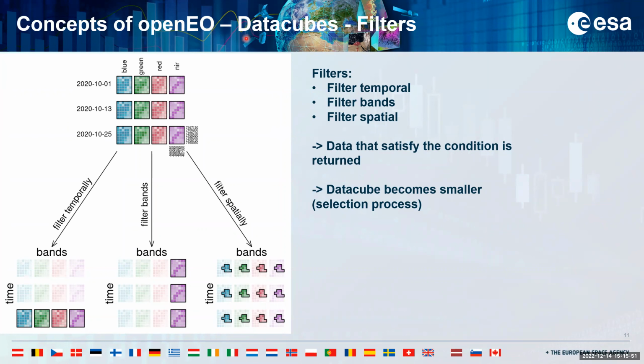Exactly. So obviously, OpenEO supports this filtering on data cubes. So you can filter on temporal, you can filter on bands, you can filter spatially, and then the data is only returned if it satisfies the condition that you give into these filters.